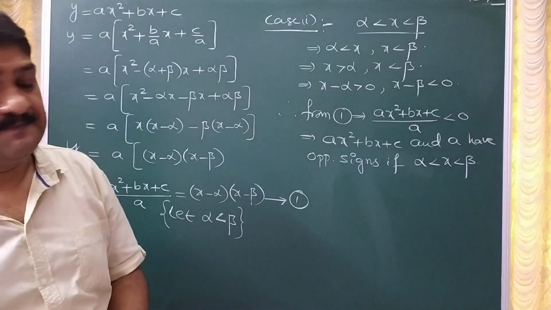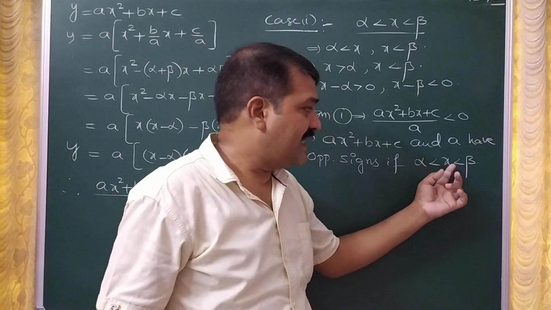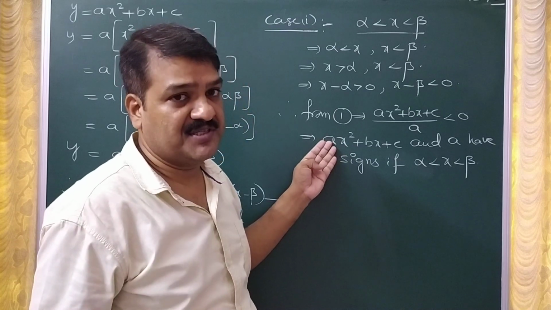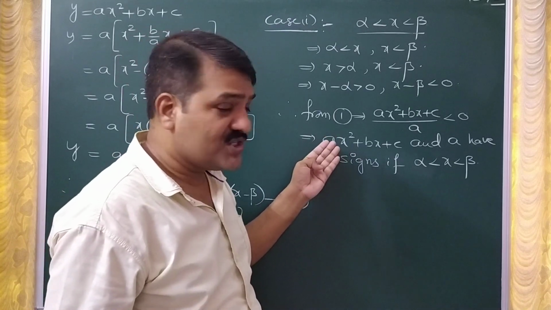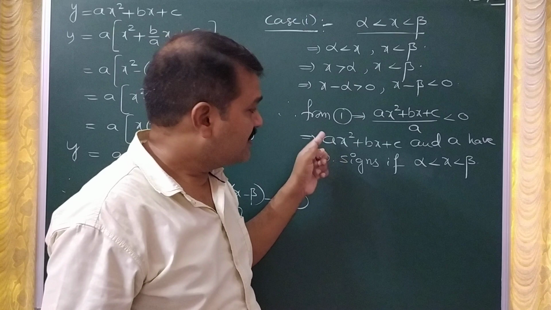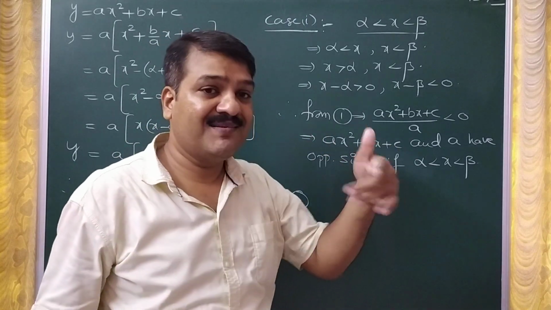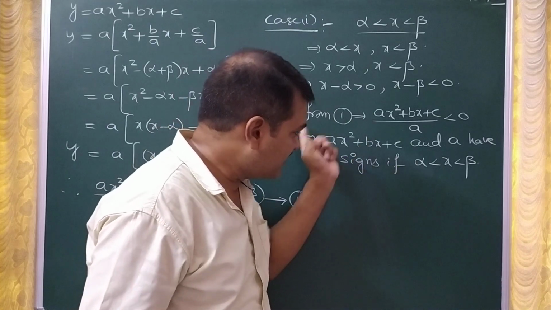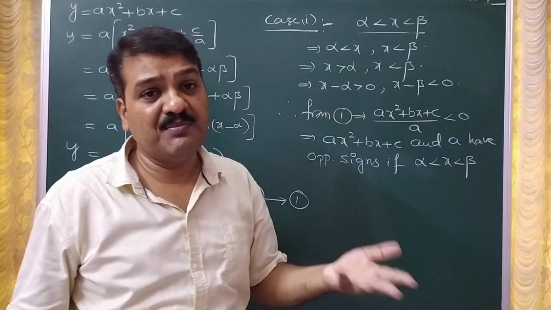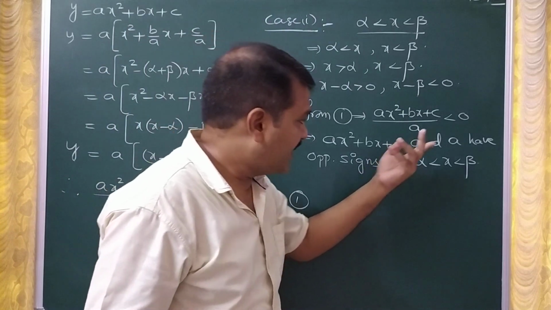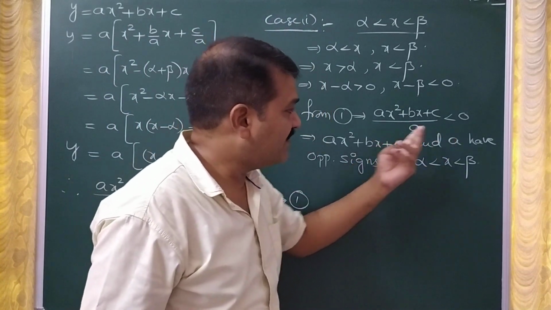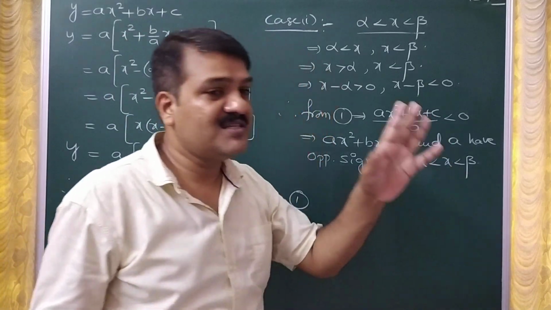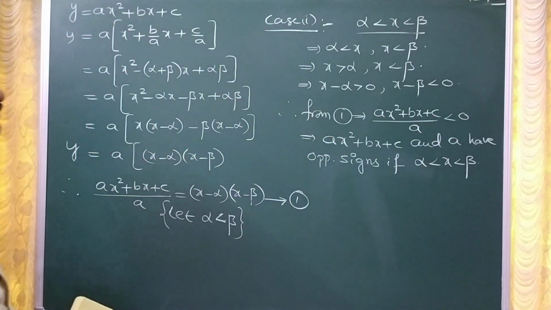What is the meaning of that? When you take a value of x which is between the roots and you substitute it in the expression, if the coefficient of x square is positive, then the expression value which you get will be negative. When the coefficient of x square is negative, then the expression value which you get is going to be positive. So the expression value and the coefficient of x square will have opposite signs when you take an x value which is between the roots. That is the meaning of that.